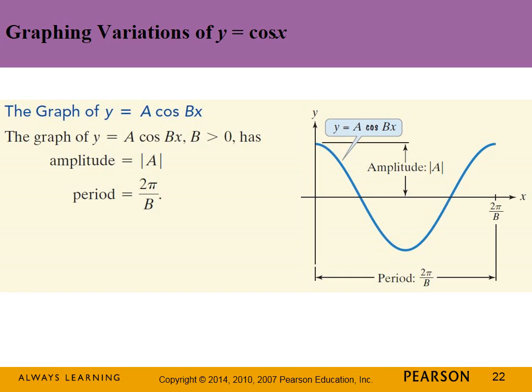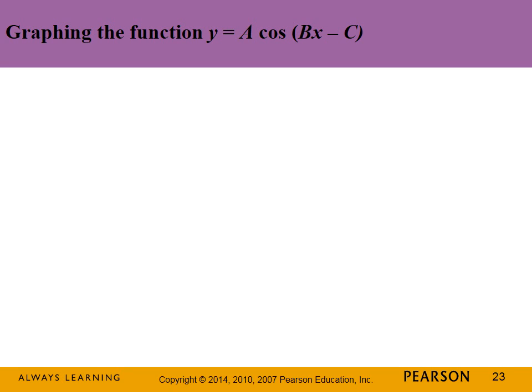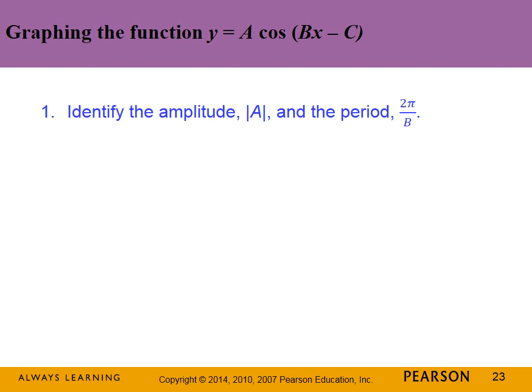These properties are, again, exactly the same as what you have for sine. The graph of y equals a cosine bx: the amplitude is the absolute value of a, and the period is 2 pi divided by b. And now this should look very familiar. To graph a function of the form y equals a cosine bx minus c, first you want to identify the amplitude and the period.